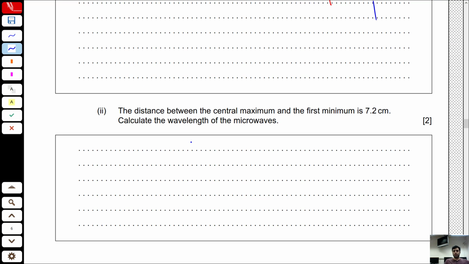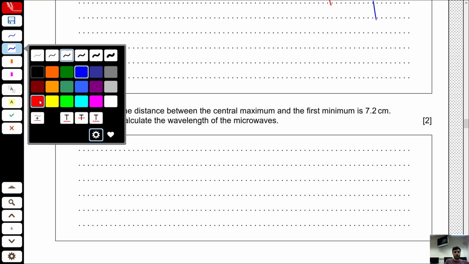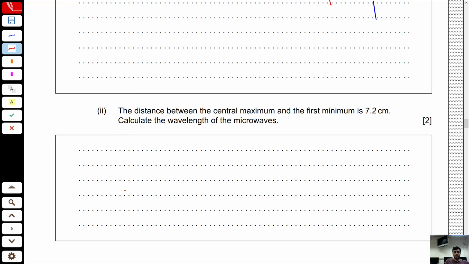The distance between the central maximum and the first minimum is 7.2 centimeters. So explain what is happening here. Take back the red pen. Okay, so this is the wave that is incoming.